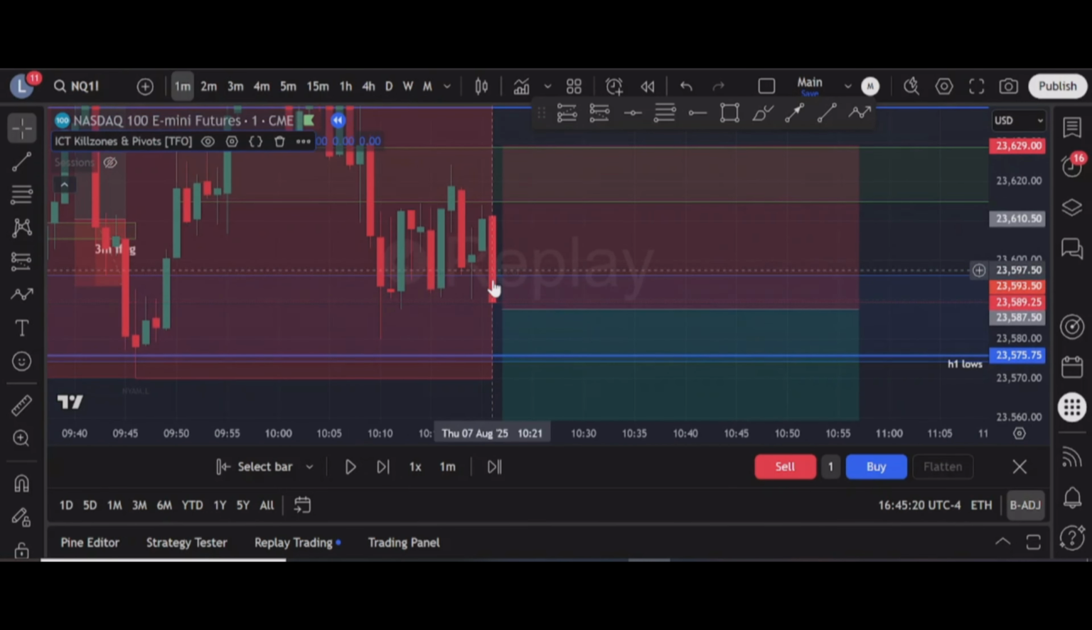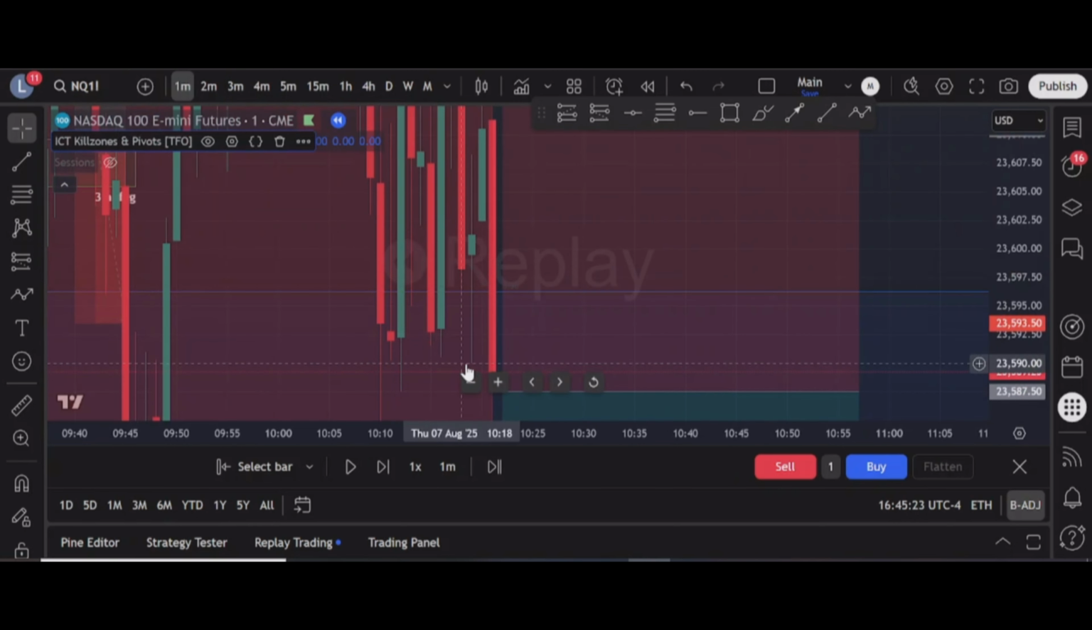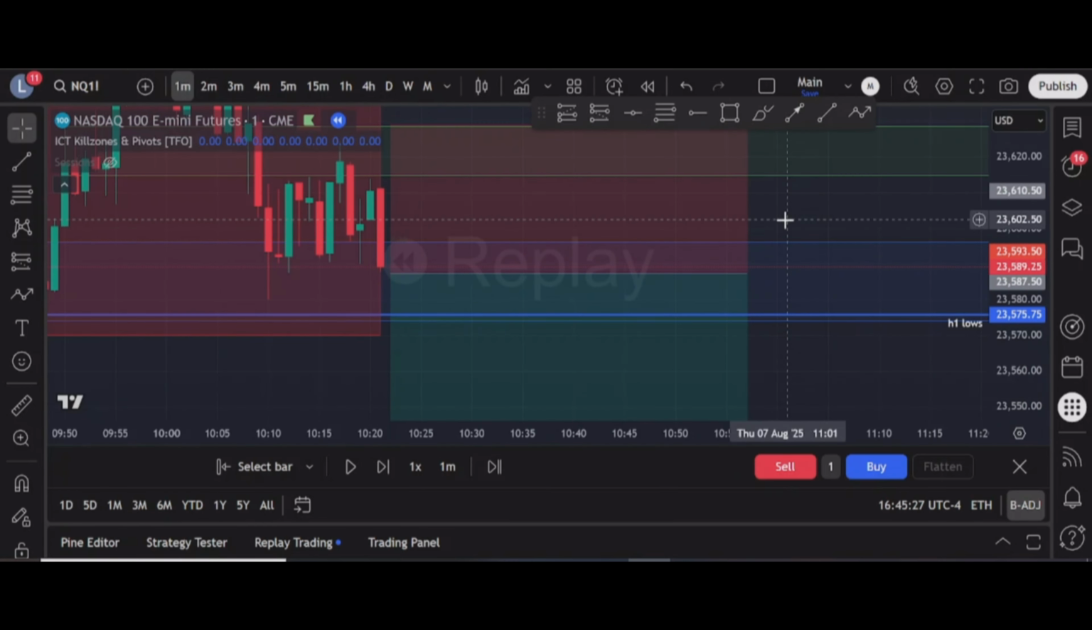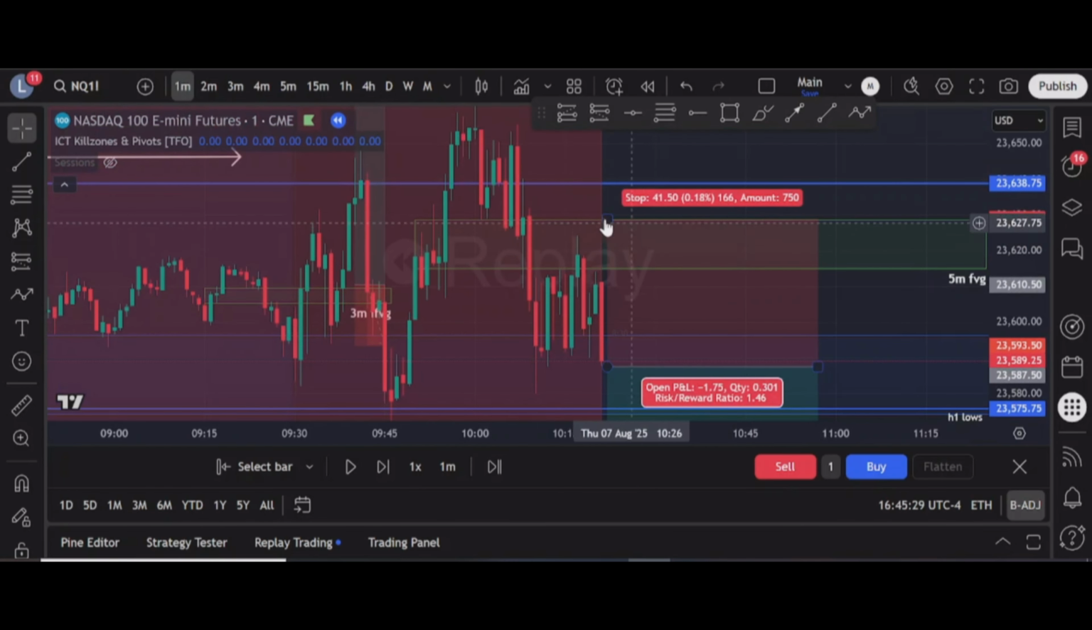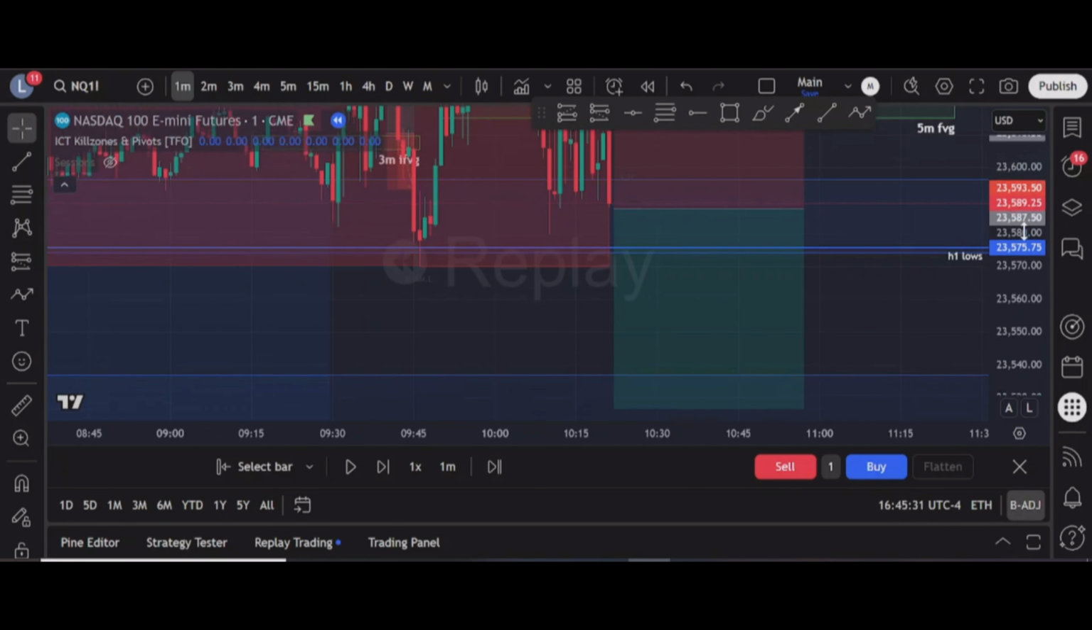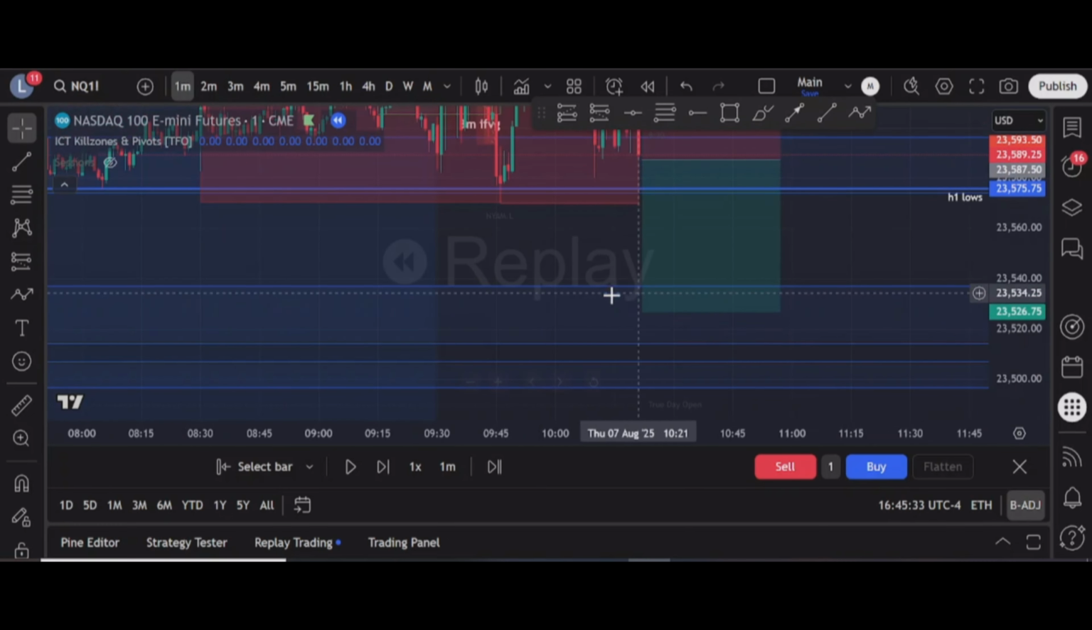This was my entry right here on this 1-minute break of structure. Price closed below this wick, break of structure, reaction off the 5-minute gap, stops above the 5-minute fair value gap. And what are you targeting? I wanted to see price just come into this gap.